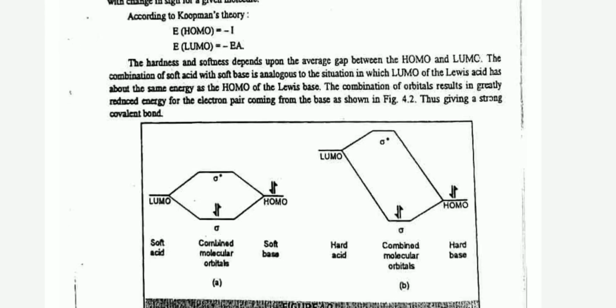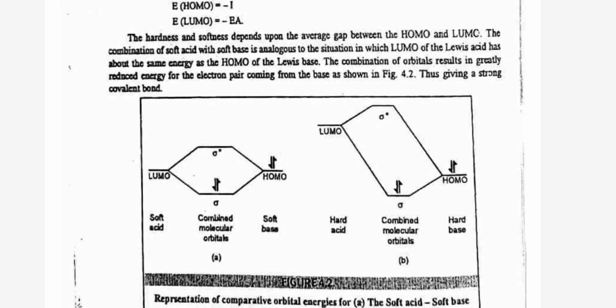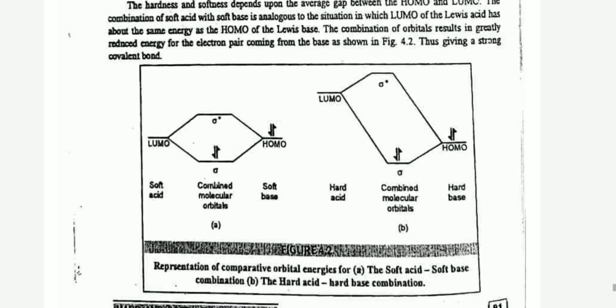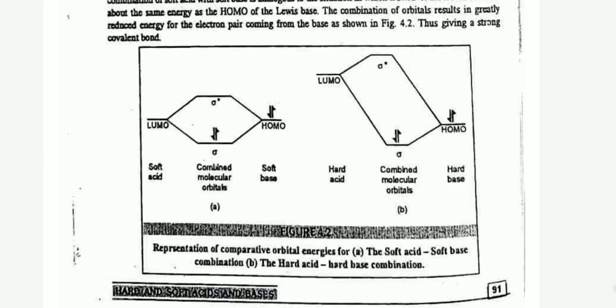The hardness and softness depend upon the average gap between the HOMO and LUMO. The combination of soft acid with soft base is analogous to the situation in which the LUMO of the Lewis acid has about the same energy as the HOMO of the Lewis base. The combination of orbitals results in greatly reduced energy for the electron pair coming from the base, as shown in figure 4.2a, thus giving a strong covalent bond.